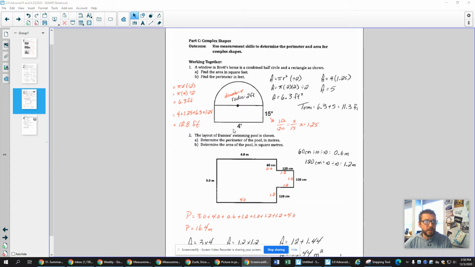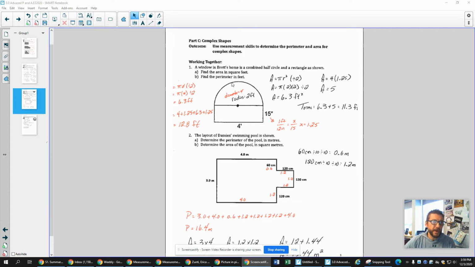So this is what we mean when we talk about complex shapes. We're going to combine shapes, we're going to combine measurements, and we want to be able to use our skills from the whole week. Oh, and by the way, you've got the top of the circle and the bottom of the rectangle. Add them together to give you 11.3 square feet.